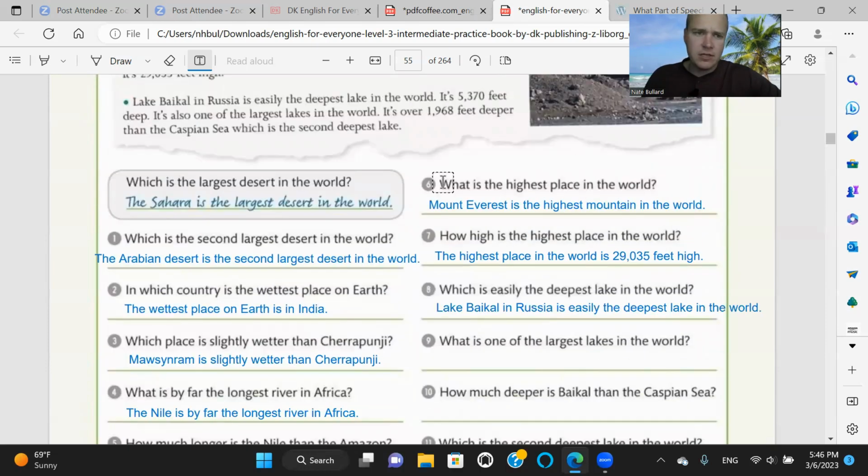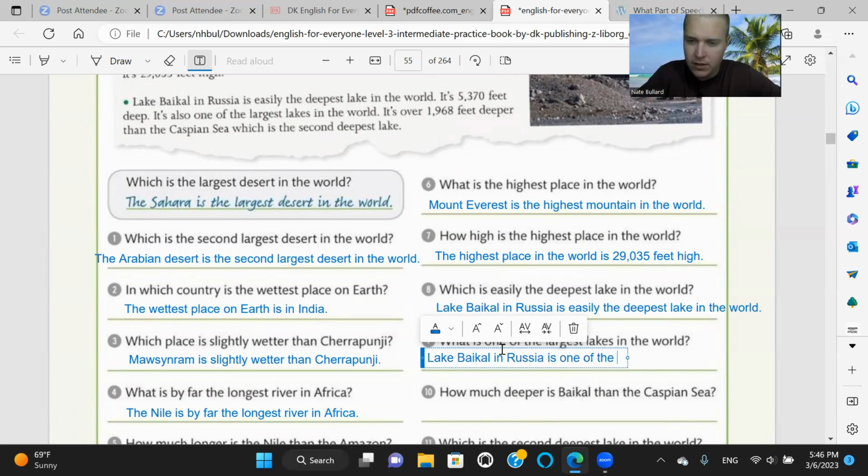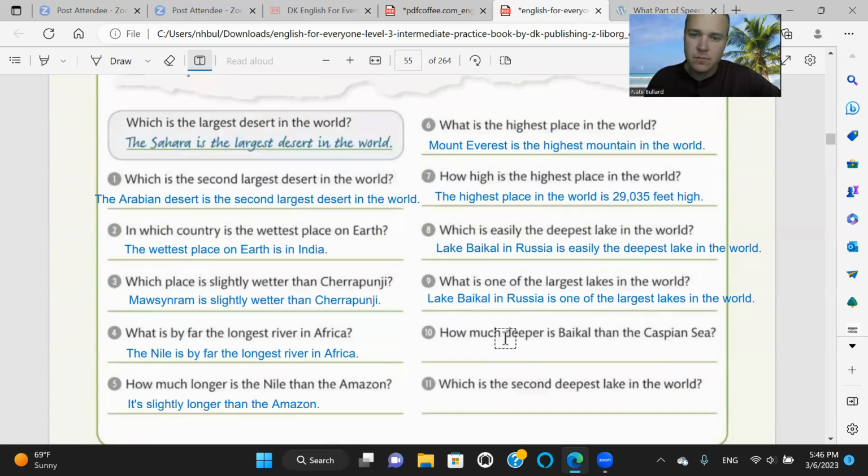What is one of the largest lakes in the world? It's also one of the largest lakes in the world. Okay, Lake Baikal in Russia is one of the largest lakes in the world. It's easily the deepest lake in the world, and it's one of the largest lakes in the world.